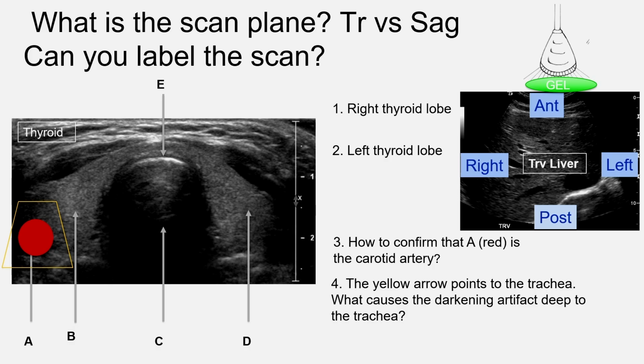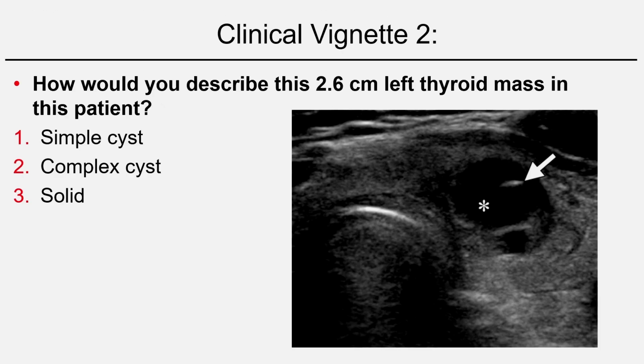The last question, the yellow arrow points to the trachea. For what reason do we see that blackening? What is that artifact called? Why do we see it? If you said the answer is due to that being air, and air being a very high reflector and not allowing beam penetration, you're absolutely correct. That is posterior acoustic shadowing due to air in the trachea.